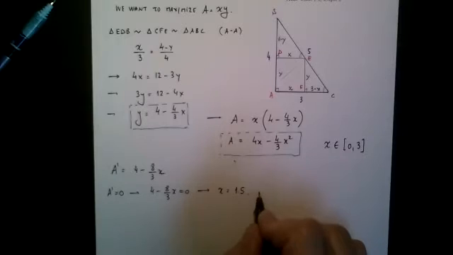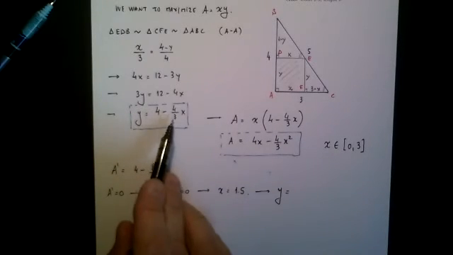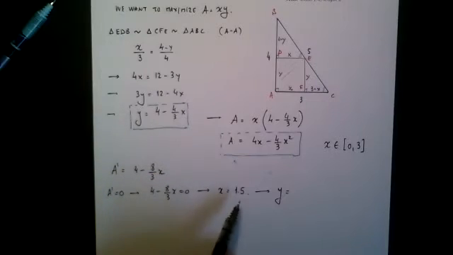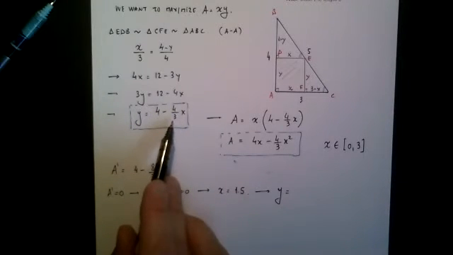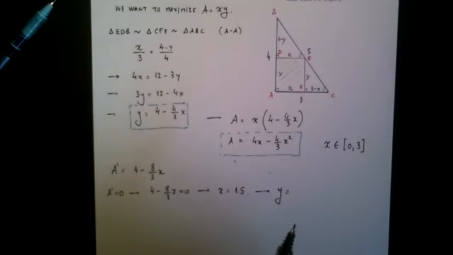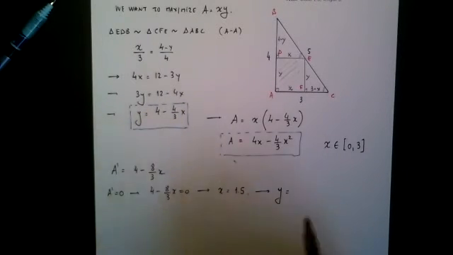And if X is 1.5, you could find the Y. I could plug the X in here to get the Y. So 4 times 1.5 is 6, sorry, 6/3 is 2, 4 minus 2 is 2. Okay, so I find X is 1.5, Y is 2.